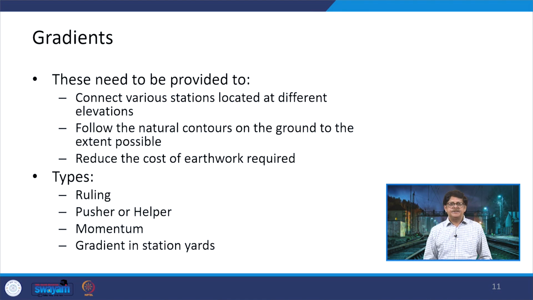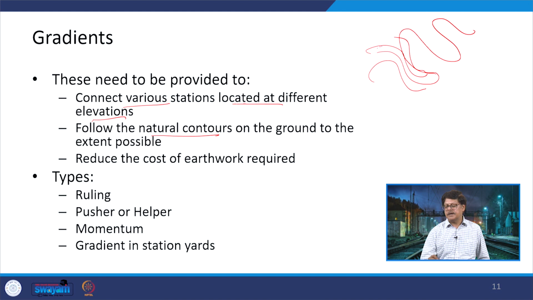Now, these gradients need to be provided to connect the various stations which are located at different elevations. They follow the natural contours on the ground to the extent possible. If the contours are going in this form, they will try to follow the contour. In some cases it is not possible to follow the contour in that manner, because if you keep following it you may end up with a very long route. So, in some locations, even if you have followed it here, you go a bit up and again follow the contours at that particular location.